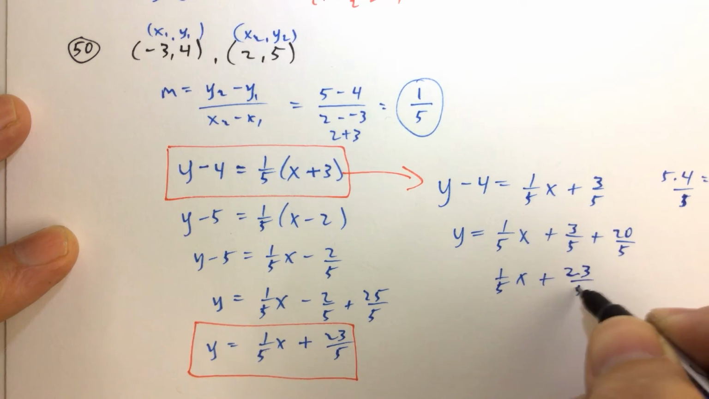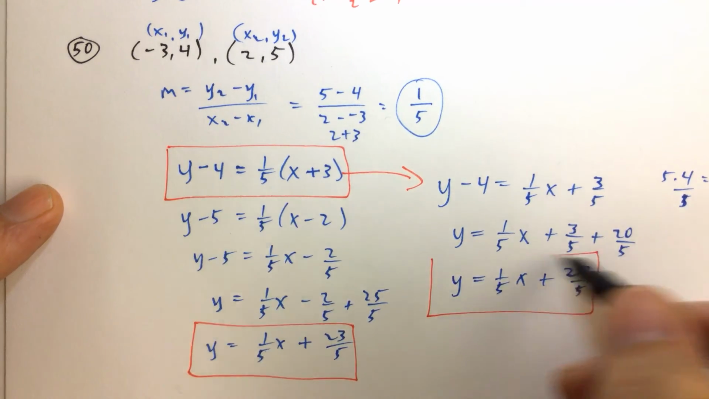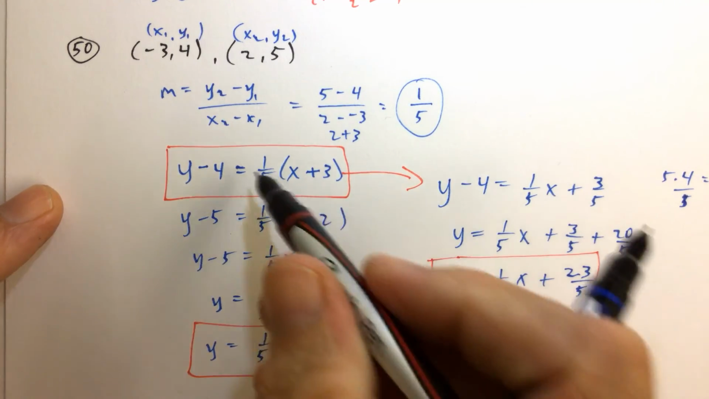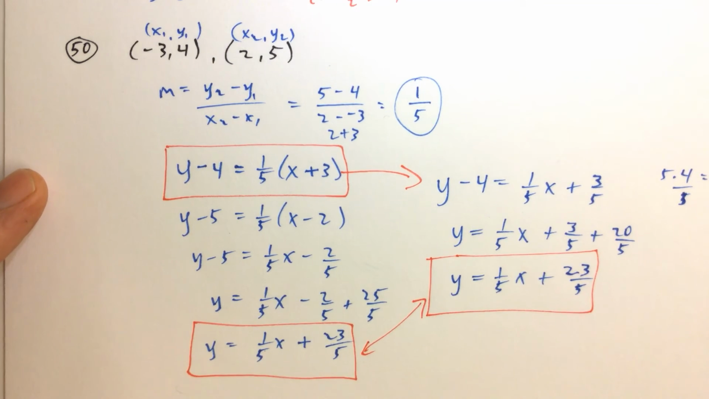And that's exactly what we had. Y equals that is exactly what we got when we used the same slope, but we used a different point. So these two are the same. They have to be the same because it's the same line.